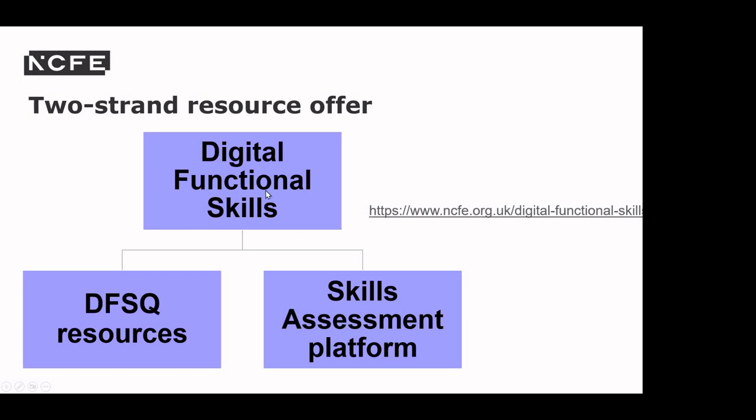And instead of paying separately for each of these, so £23 currently in 24-25 is what the registration price is for digital functional skills. Instead of just paying £23 for each registration and then paying for your resources separately, for a package price of £26, then you can get the registration, the resources, and the skills assessment platform. Information will be on this link here on the slide.